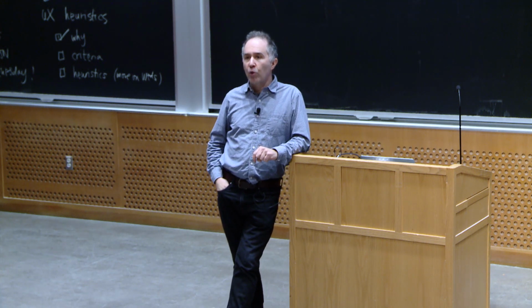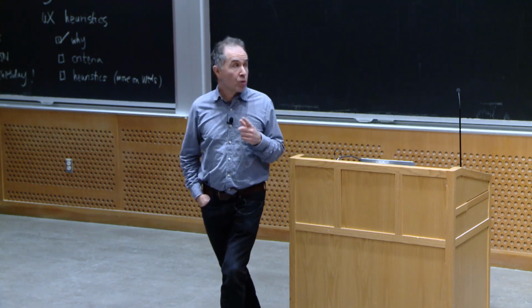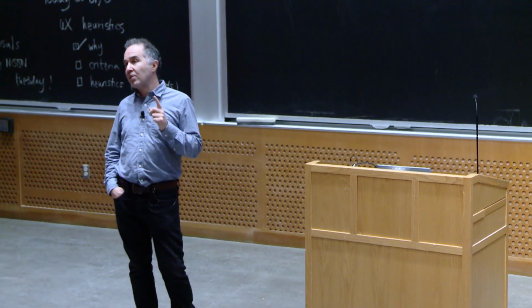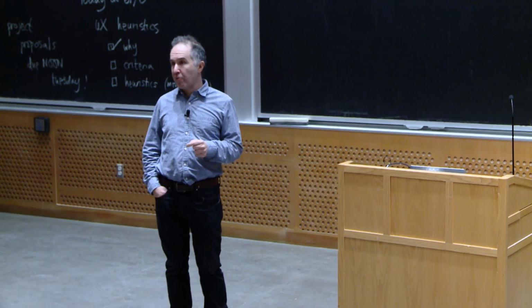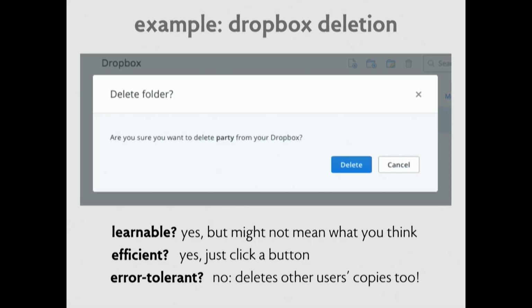So that's what I called last time a non-uniformity in the operational principle, which is potentially very confusing. And what's worrying about this is that when you press that delete button, it isn't actually even warning you that you're going to delete it from everybody else's Dropbox as well. So that, I would say, is really not an error-tolerant design.